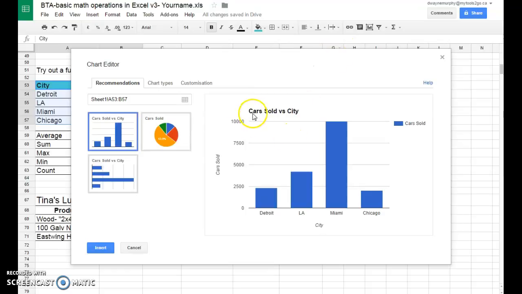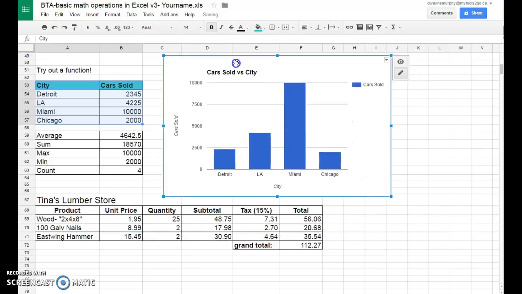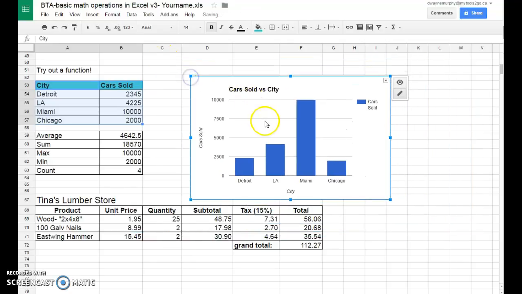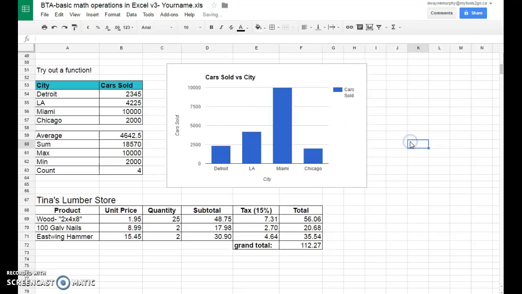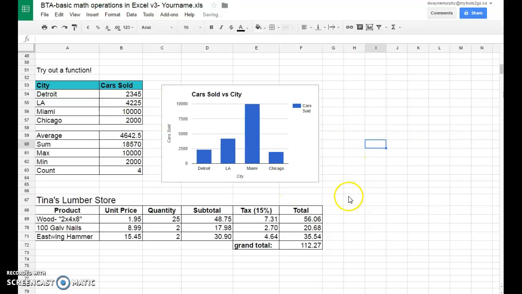Oh, cool. So it's cars sold versus city. I've got cities here, everything's labeled here. I could literally just hit insert. Wow. So that's pretty cool. I'm going to give you another tutorial on making charts, but I just wanted to introduce the idea to you that you could generate charts.